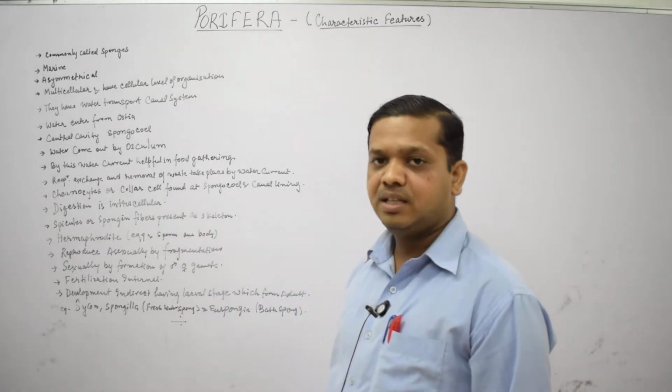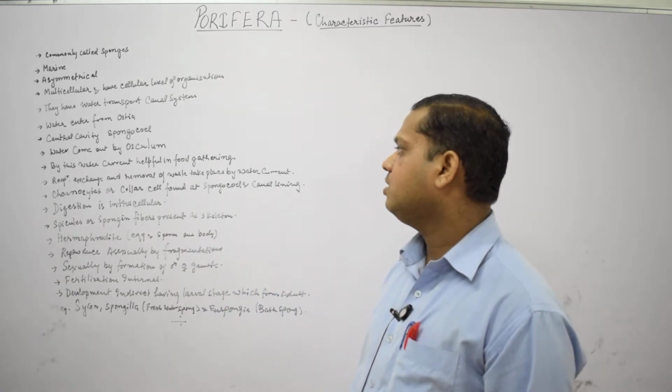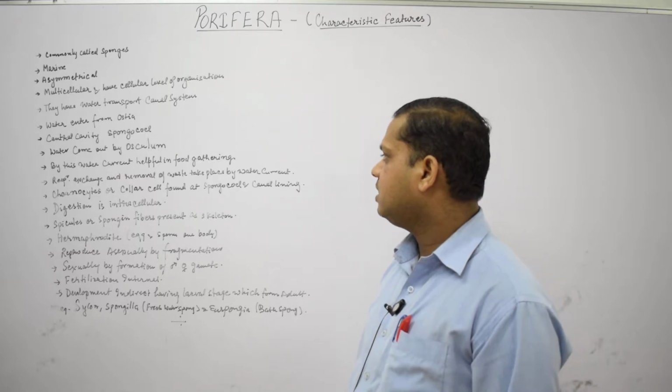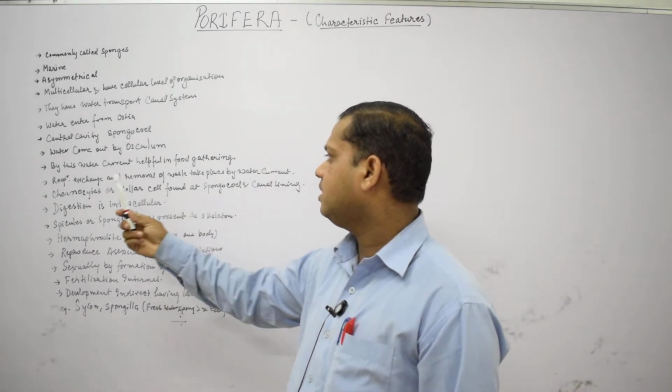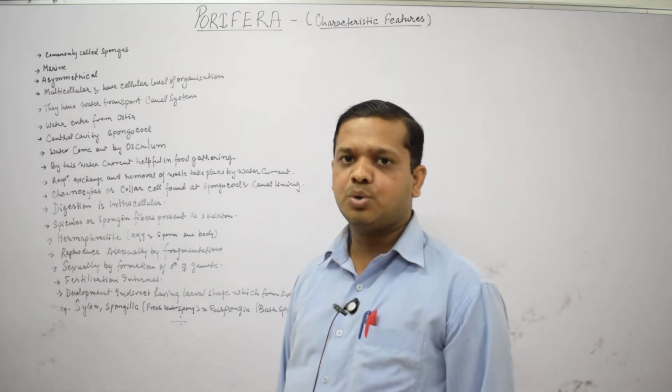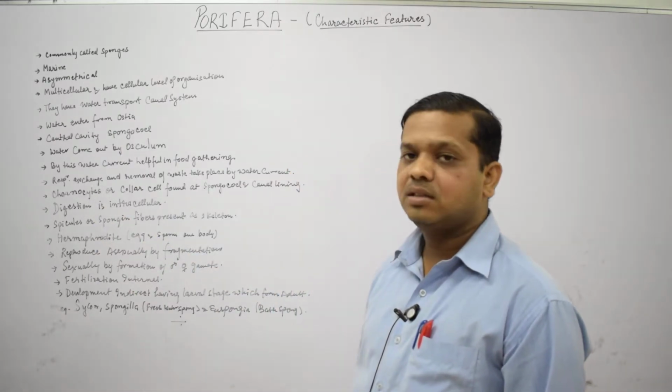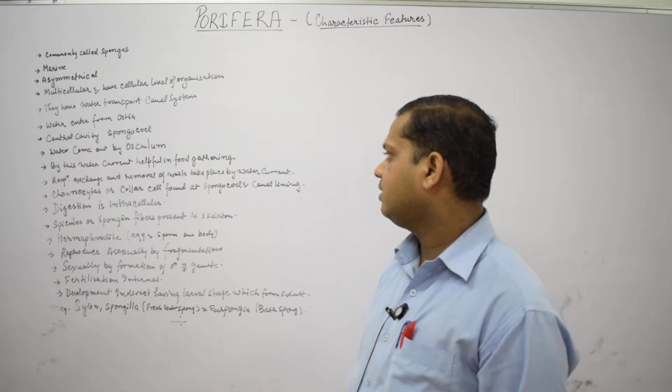Respiration in the animal body, exchange, and removal of waste take place by water current. So, the water current not only provides respiration, meaning O2 and CO2 exchange, but the removal of waste is also done with the help of it.